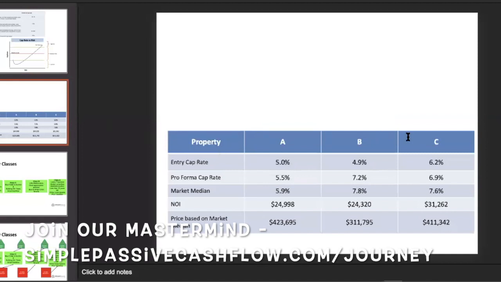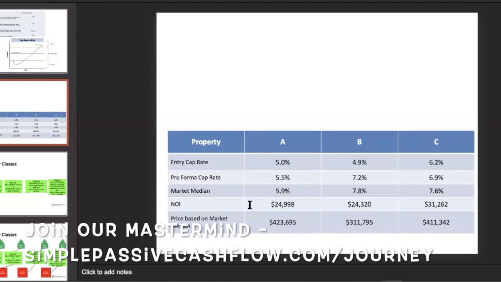So here's another chart of A, B, and C properties. Just take a look at how they stack up relative to each other. In different markets, they may range up or down, and in different economic times, they may range up or down. Today's economic times, it would be a lot lower than this.